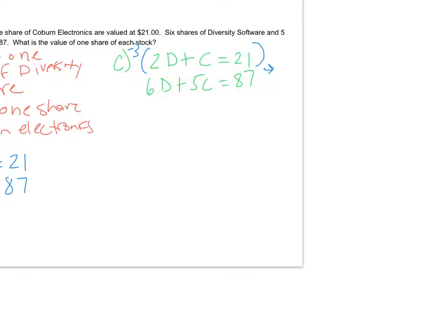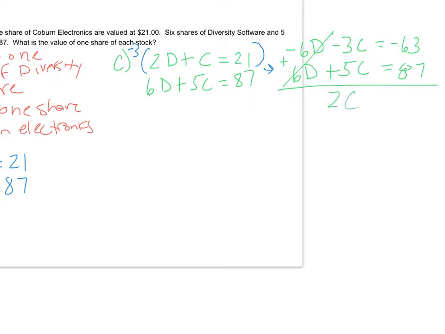And that takes our top equation to be negative 6D minus 3C equal to negative 63. Our bottom equation stays the same, 6D plus 5C equals 87. And now we can go ahead and add these two together. Negative 6D and 6D are going to cancel. Negative 3C plus 5C is 2C. And negative 63 plus 87 is 24. Then we can divide both sides by 2, and we get an answer that C is equal to 12.